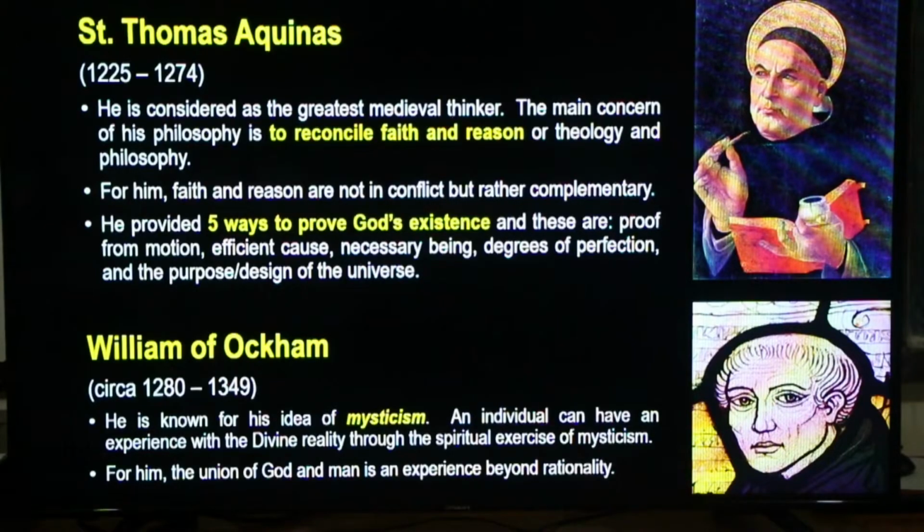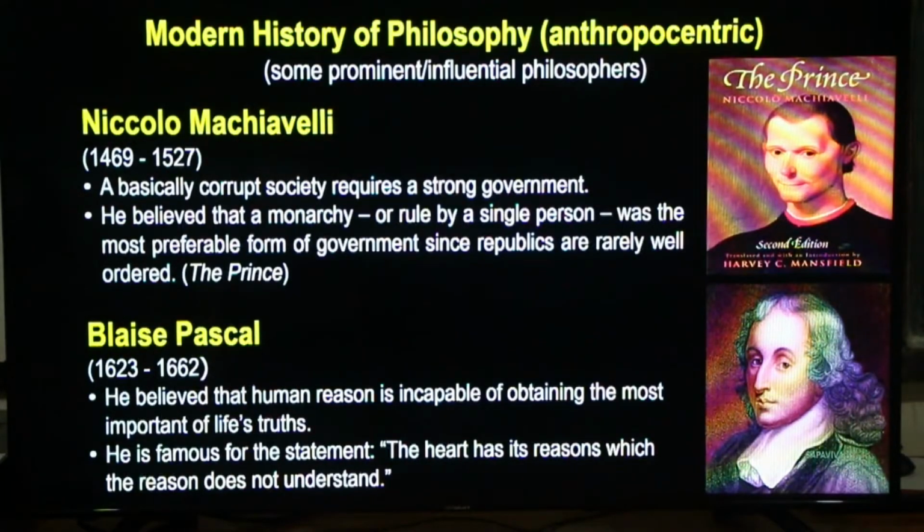And he provided 5 ways to prove God's existence. Another medieval philosopher is William of Ockham. He introduced the idea of mysticism that says that an individual can have an experience with a divine reality through the spiritual exercise of mysticism. For him, the union of God and man is an experience beyond rationality, or it is something that cannot be explained by human reason. Now we turn to modern history of philosophy.